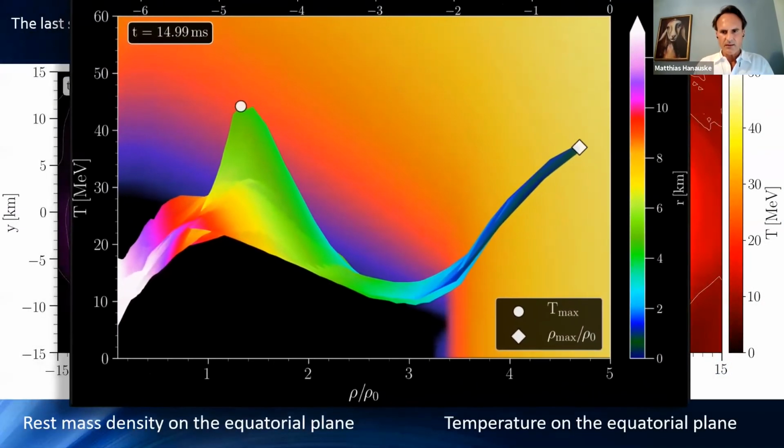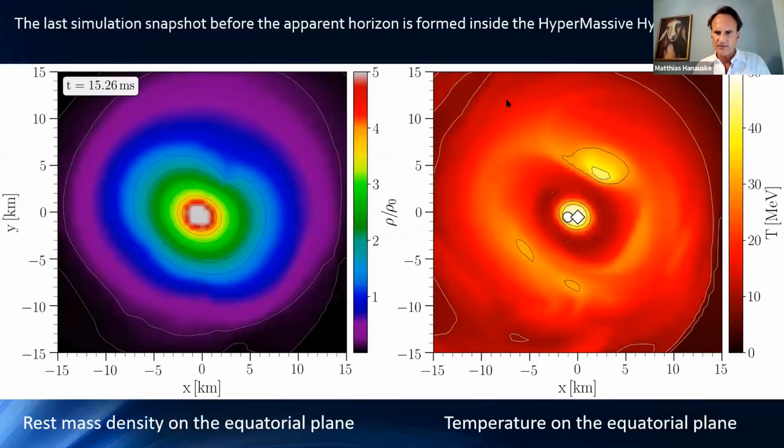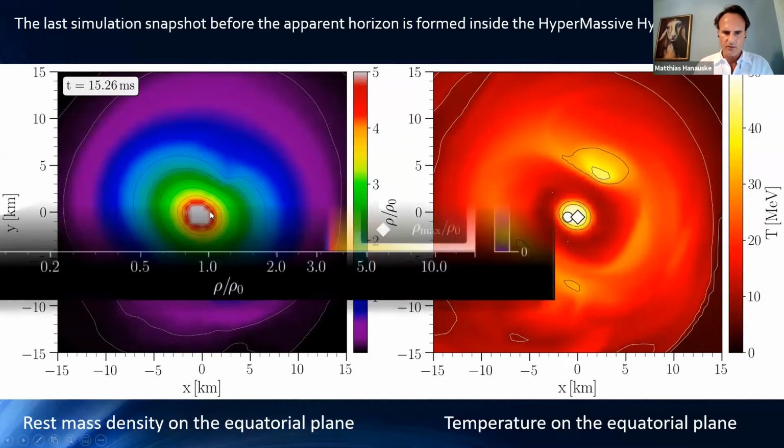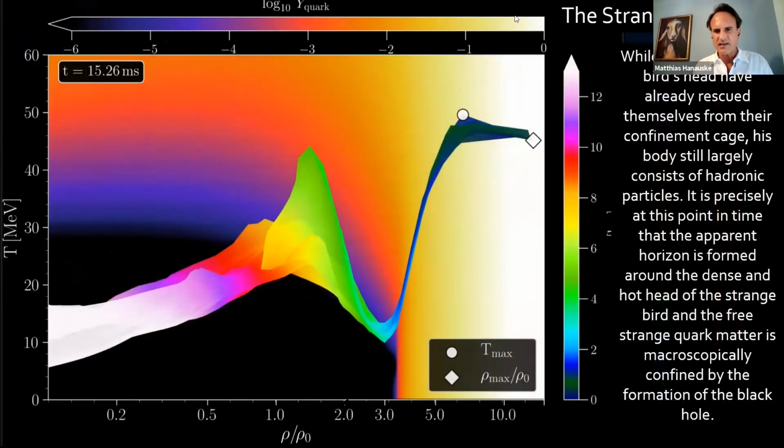Yeah, we can go again into the different, maybe to understand it here. So the interior is now also heated up and contains deconfined quarks also. And this is the last picture. It looks a little bit like a strange bird with a deconfined head where strange quark matter is present. But then here in the wings and here at the end, mostly hadronic matter is still there.